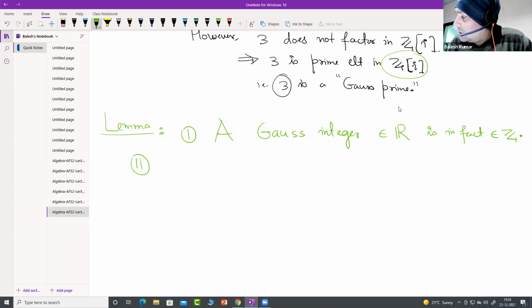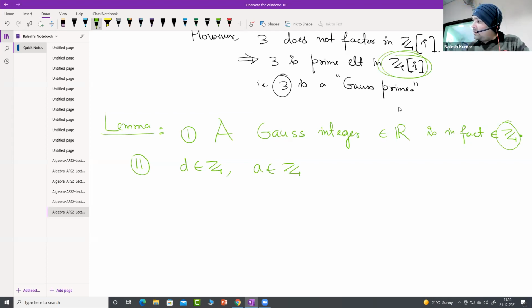And the second one: if you take an ordinary integer, when we say ordinary integer, I mean any element of Z. So let me just say that d belongs to Z. Well, if d lies inside Z, it will also lie inside Z[i]. And if you take another element a inside Z, that will also lie inside Z[i].